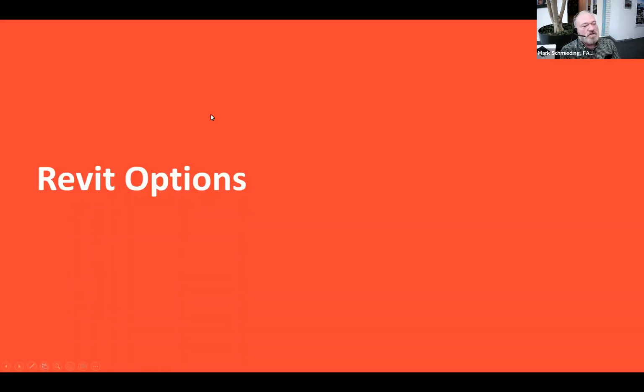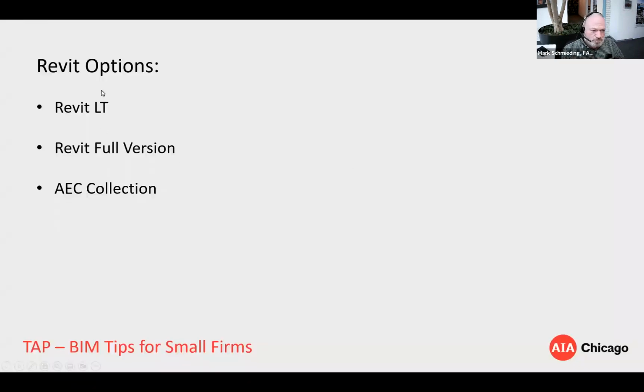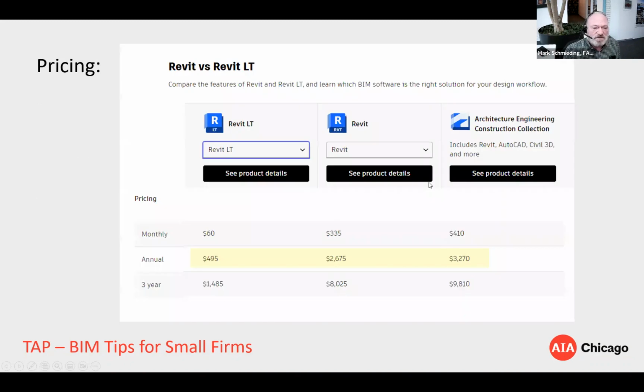So the first part I want to cover, calling it Revit options, is if you are considering Revit, there's a few ways to get it. I think most of you know about these, but rather than just say, oh, there's Revit LT and there's full Revit, I'm going to talk about what the features are in the different ones and the pricing structures, just to give people a better idea of why they may want to choose one versus another, and what that entails.